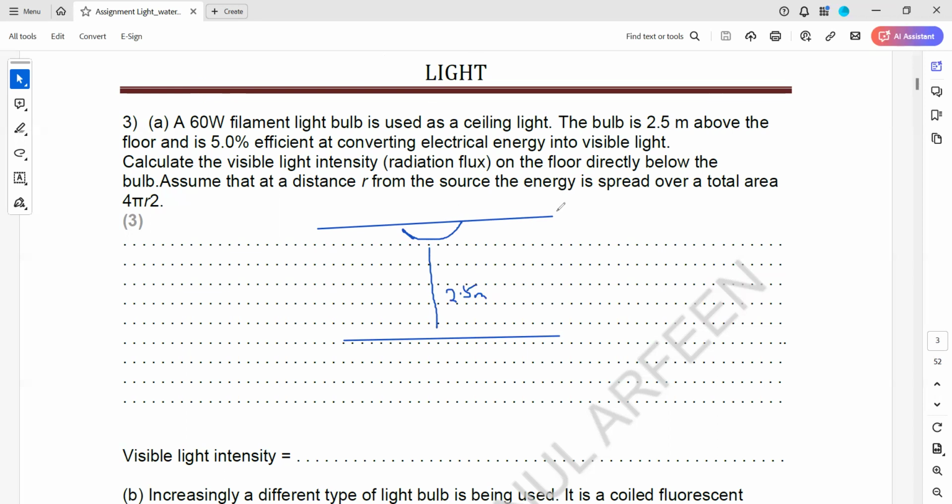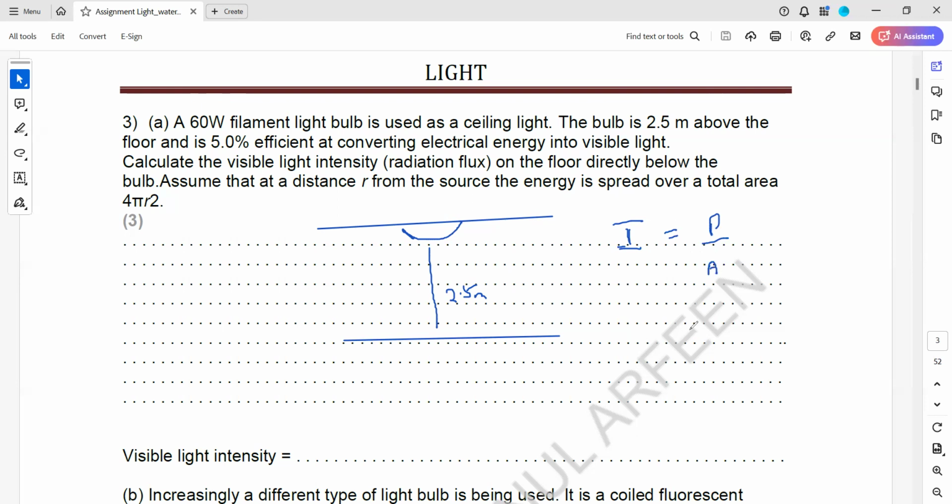So we have the formula. The radiation flux means how much power is there on a unit area. Flux is like watt per meter square, or intensity. So radiation flux or intensity is equal to power divided by area.